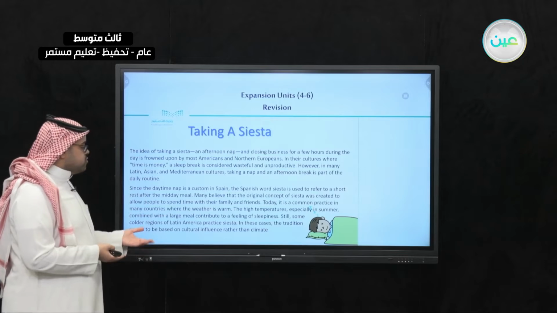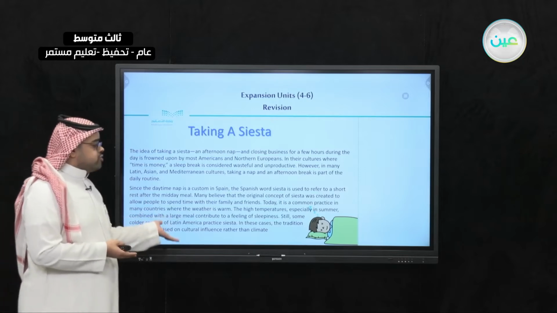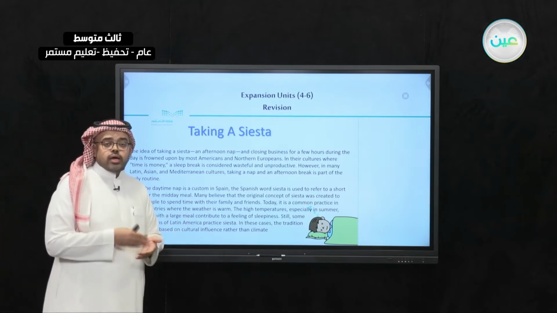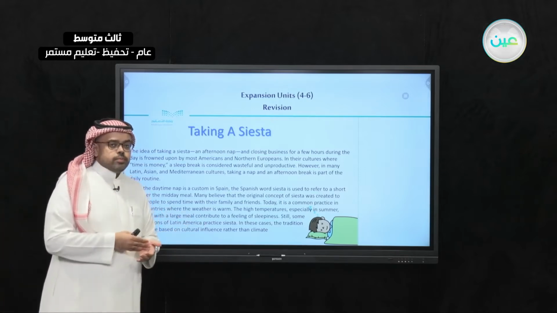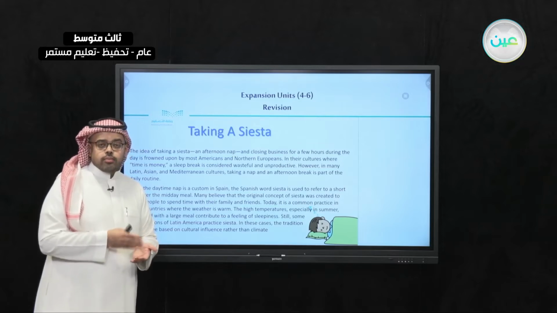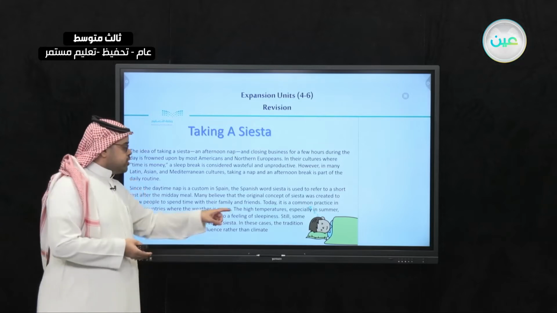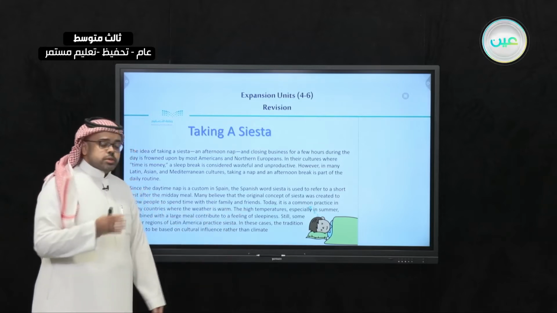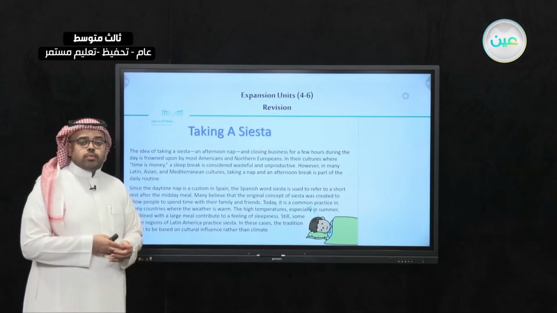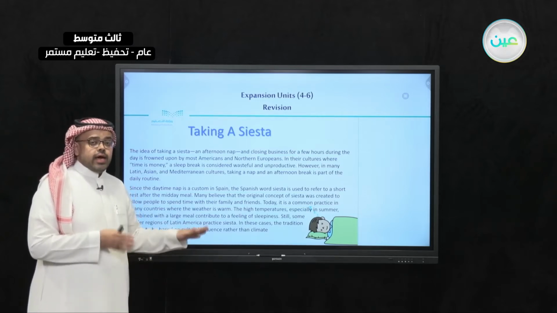And not only this, but especially we have learned in the second paragraph why people usually do it at mid-noon, because usually the temperature is high, especially in summer, so this is why people like to take a nap at that time.